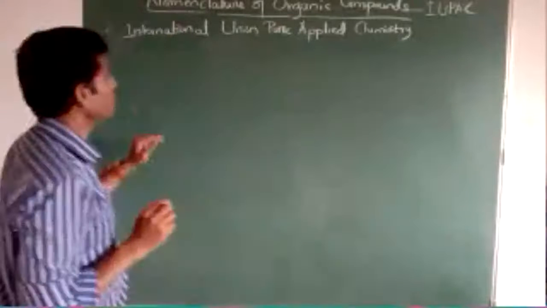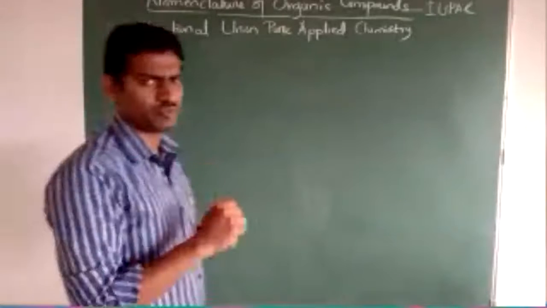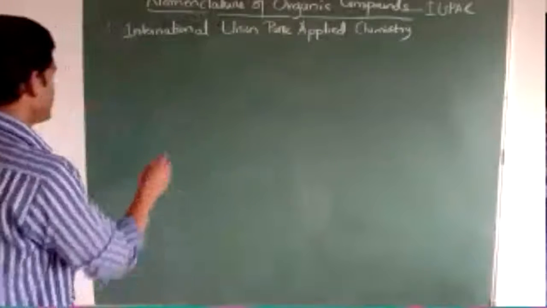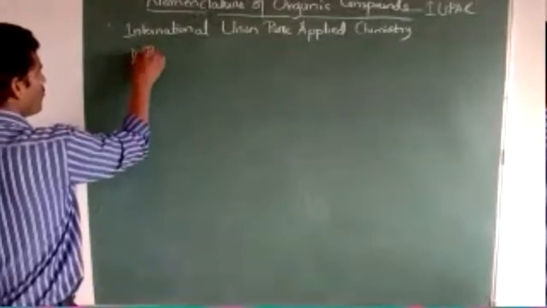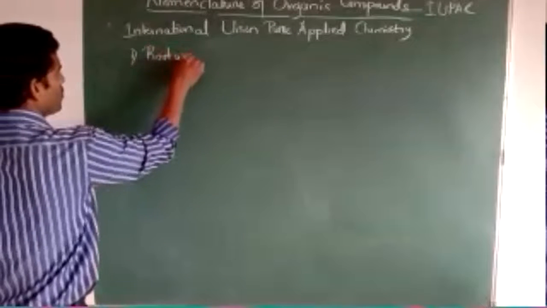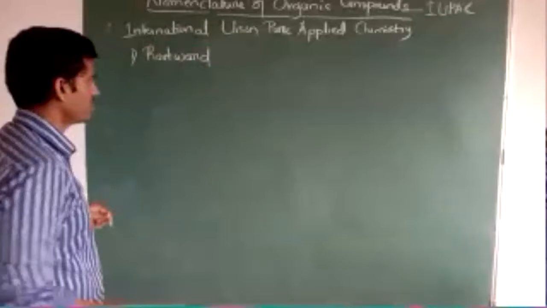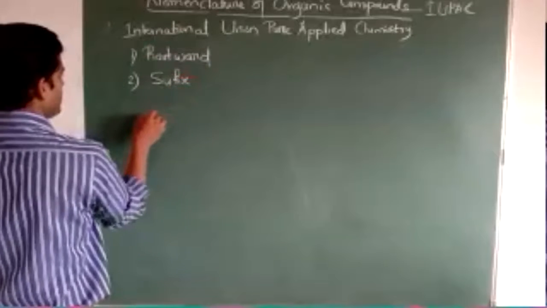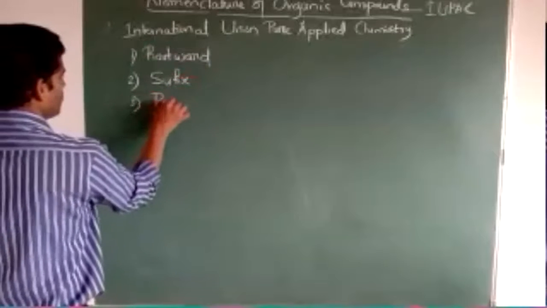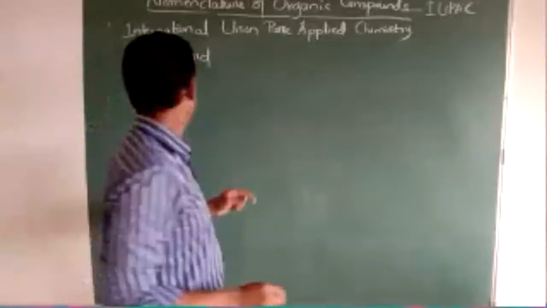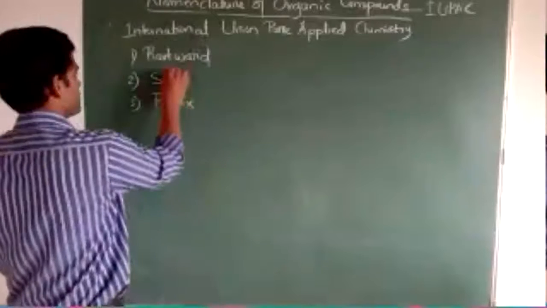To name any organic compound, we have to remember three very important points in any type of compound. First one, that is root word. Second one, suffix. Third one, prefix. Root word, suffix, as well as prefix.